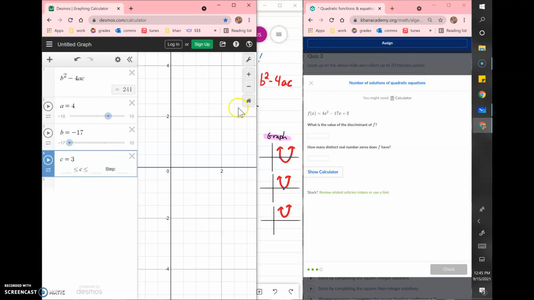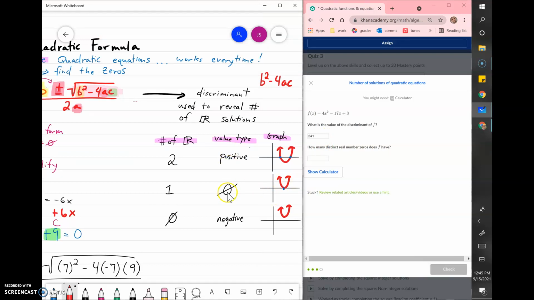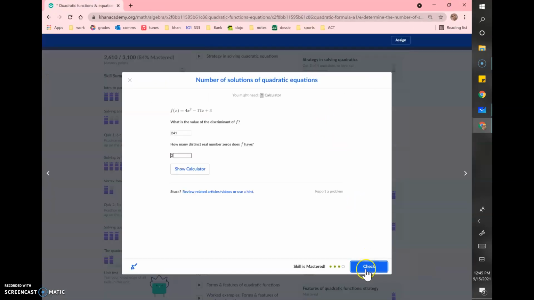So I've got the values in for A, B, and C. The value of the discriminant comes back as 241. Sweet. 241, what type of number is that? Is it a positive number? Is it 0 or is it a negative? 241 is a positive number. So how many zeros would a positive number for the discriminant have? It would have 2 real solutions, or two zeros. Boom. And I hit check, just so you know that I got it right.